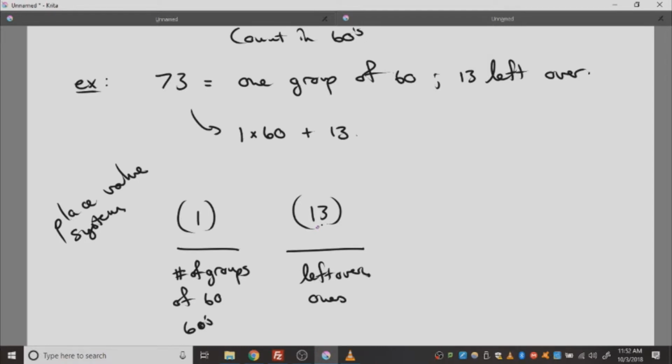But of course, they don't write a 1 like that. How do they write a 1? With their clay symbols. I think I went to the wrong color here. Come on.